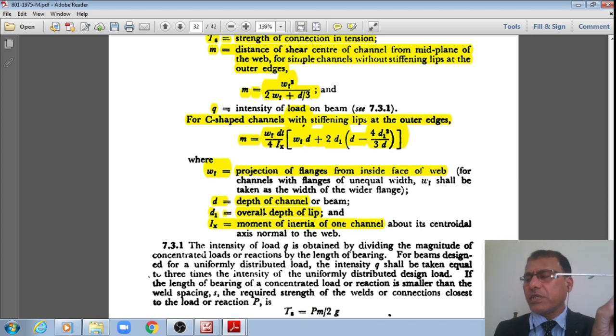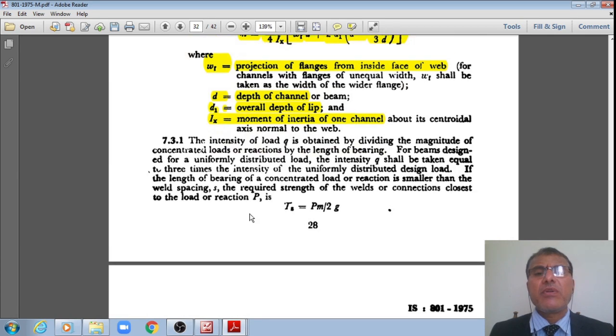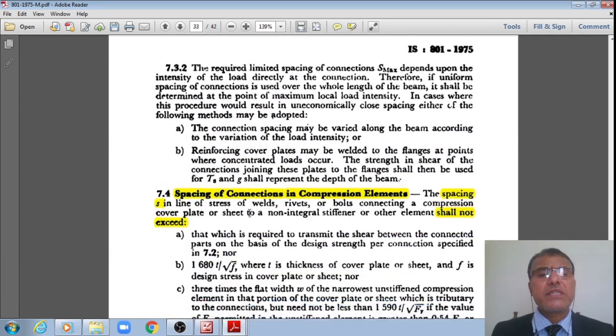Here I'm showing just a lip, the overall depth of this lip, and Ix is the moment of inertia of one channel about the central axis normal to the web. Now let us move to the next discussion.